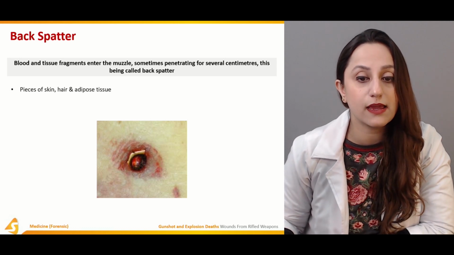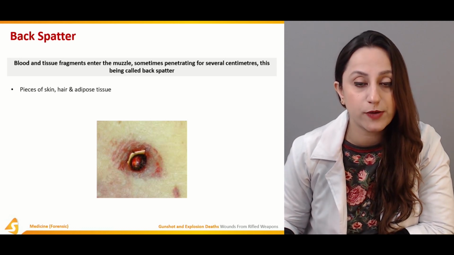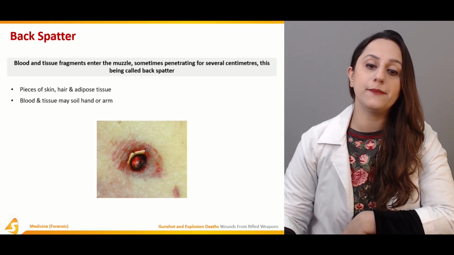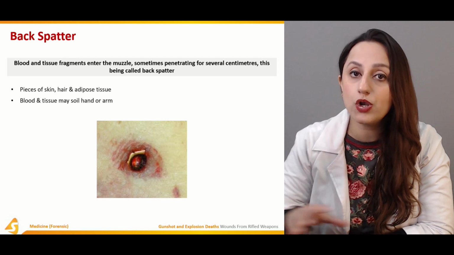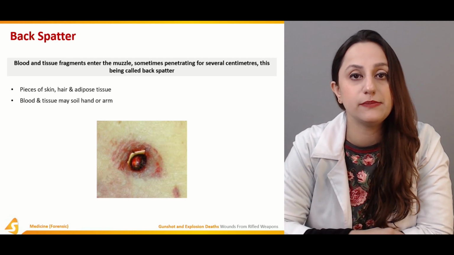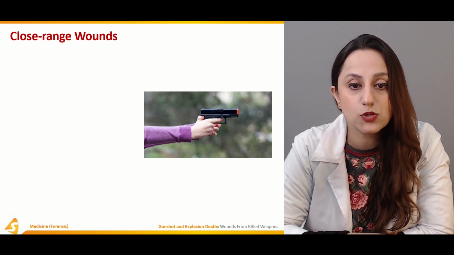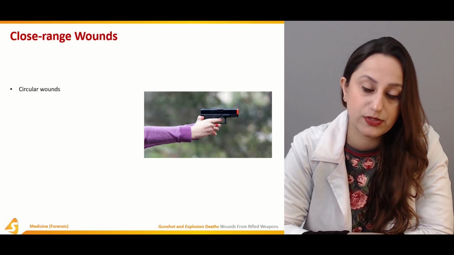The pieces of the skin, hair, and the adipose tissues are sometimes found in the muzzle, and the blood and the tissue may soil the hand or arm. So all of these contents are going to be found in the muzzle when we inspect the muzzle in detail. So the close range wounds have their own characteristics.